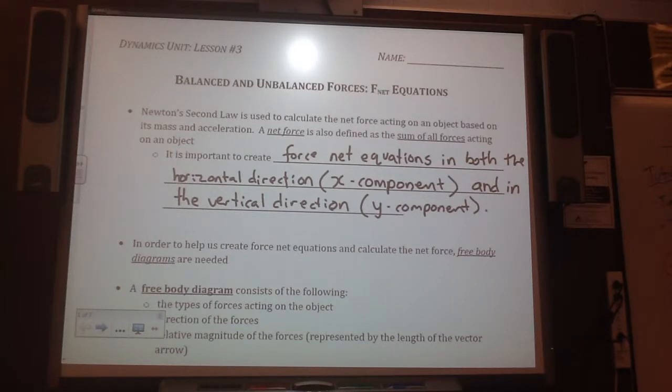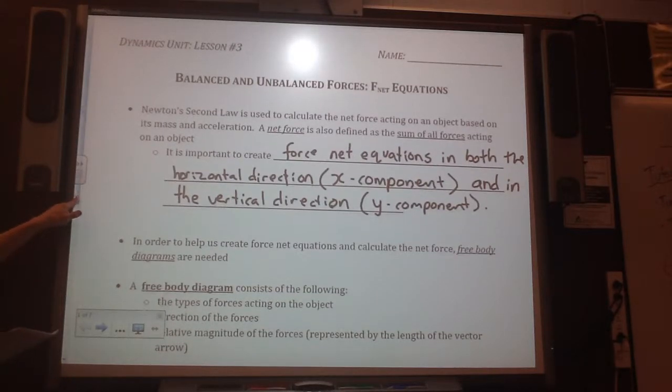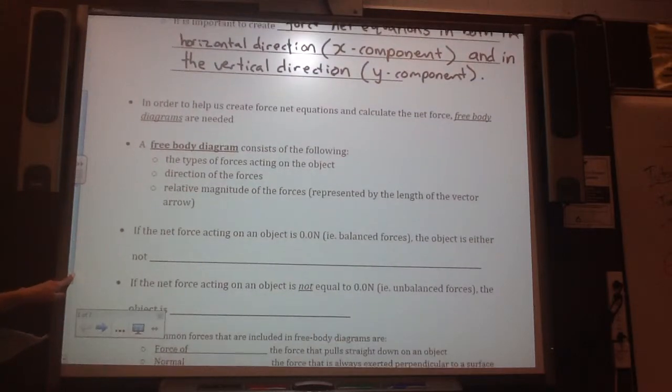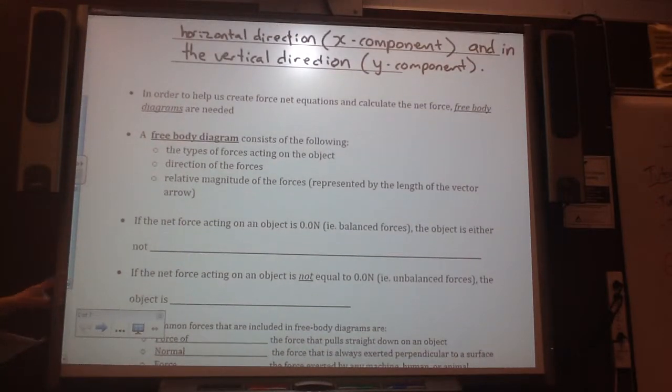In order to help us create force net equations and calculate the net force, free body diagrams are needed. A free body diagram consists of the following: the types of forces acting on the object, the direction of the forces, and the relative magnitude, represented by the length of the vector, or you could also write it in.